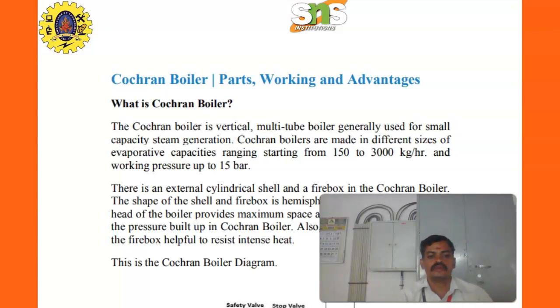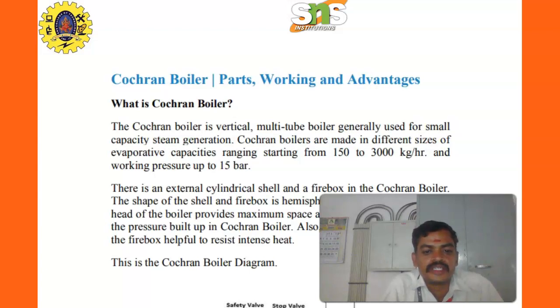Cochran boiler. The Cochran boiler is a vertical multi-tube boiler generally used for small-capacity steam generation. Cochran boilers are made in different sizes of evaporative capacities, ranging from 150 to 3000 kg per hour, and work at pressures of up to 15 bar.